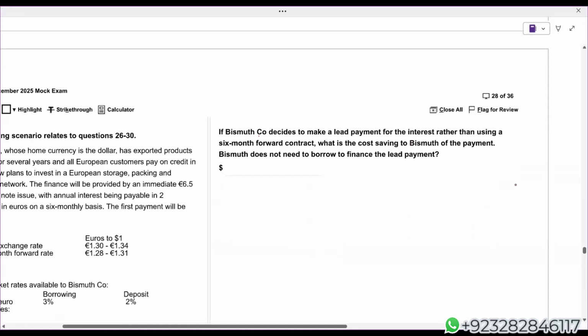If Bismuth company decides to make a lead payment, meaning payment in advance for interest, rather than using a 6 months forward, they're just making the payment right now. What is the cost saving to Bismuth of the payment? Bismuth does not need to borrow to finance the lead payment. So in order to make payment in advance, they are not going to borrow. Okay, let's see.